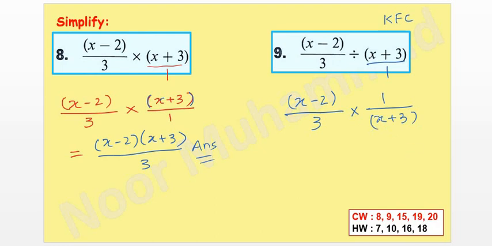So finally the answer will become x minus 1 times 1, x minus 2 times 1 will be x minus 2. This will be the numerator, and in the denominator we have to multiply 3 with this factor. And as I told you, we are not going to remove the brackets. We will leave the brackets as they are. So this will be the final answer, 3 times this factor x plus 3.